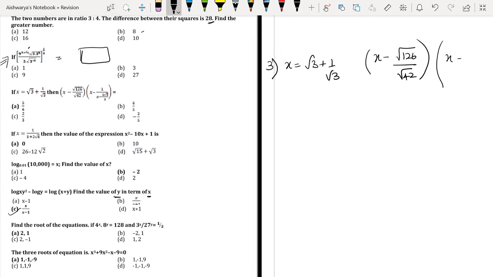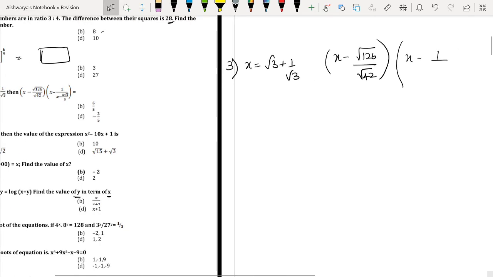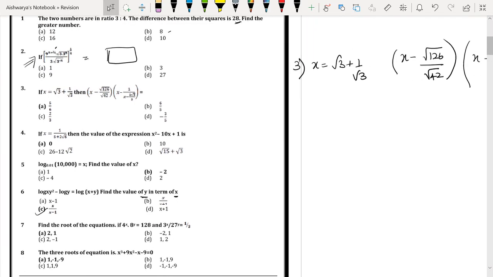And x minus 1 upon x minus 2 root 3 divided by 3. Okay.